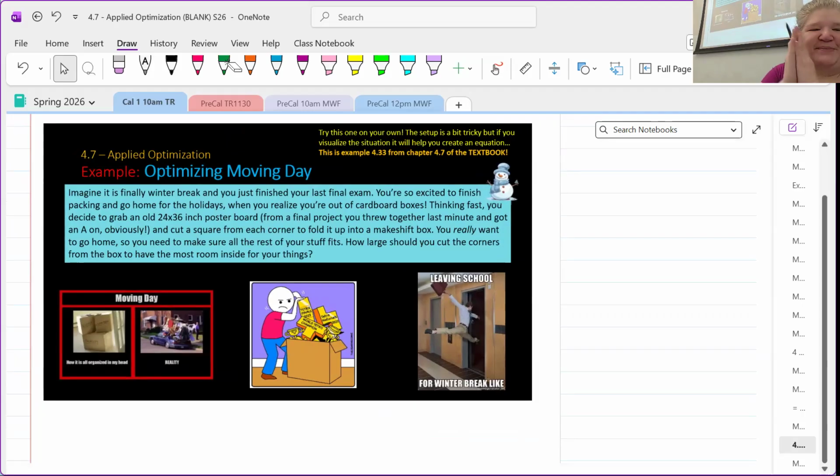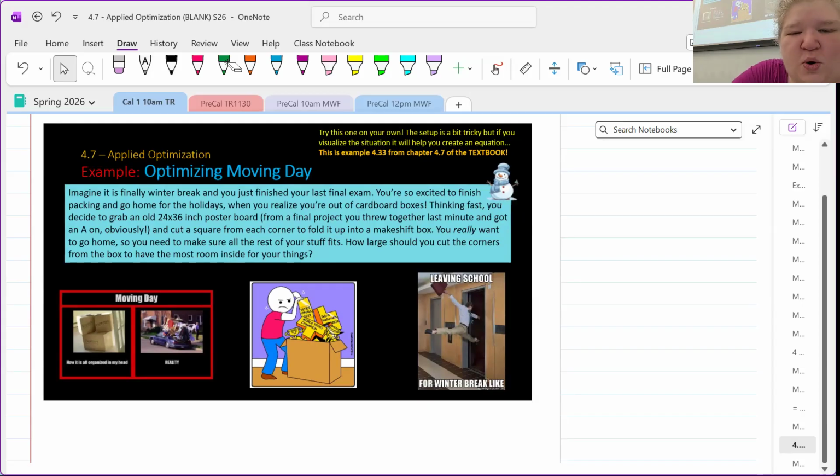Oh, yay, we are doing the box question. So imagine it is winter break and you just finished your last final exam. You are so excited to finish packing and go home for the holidays when you realize you're out of cardboard boxes. Thinking fast, you grab an old 24 by 36-inch poster board from a final project you threw together last minute and got an A on, obviously.